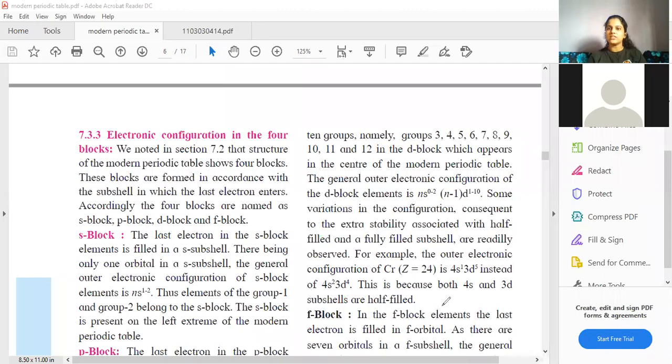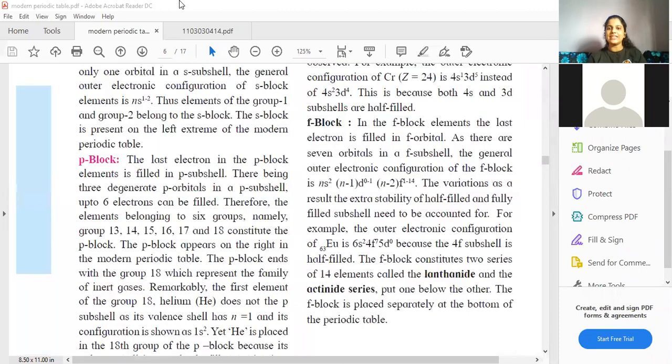Okay, fine. So this was the d block for us. Now let us see the f block quickly. In the f block elements, obviously the last electron is filled in the f orbital. That is very obvious. And there are 7 orbitals in f, right? So 7 orbitals means your f subshell can hold how many electrons? 14 electrons.